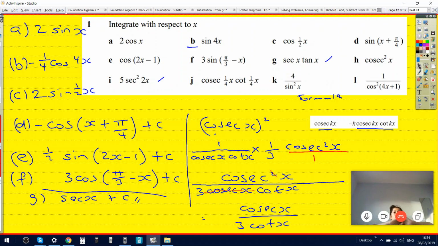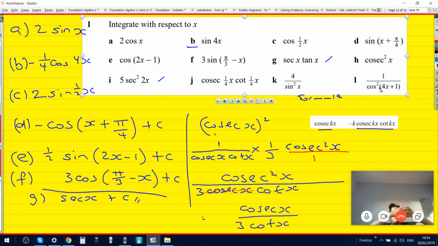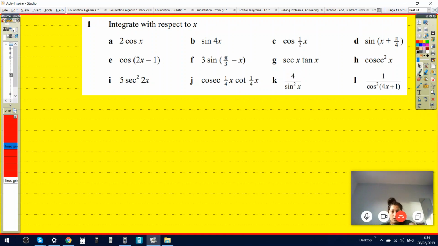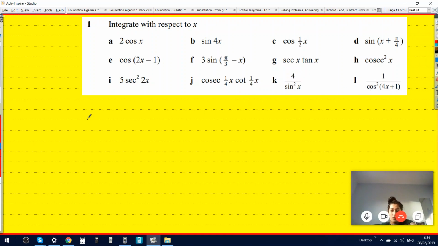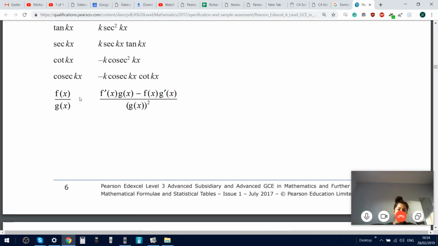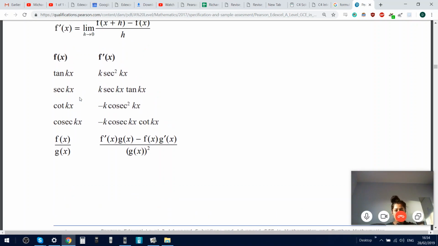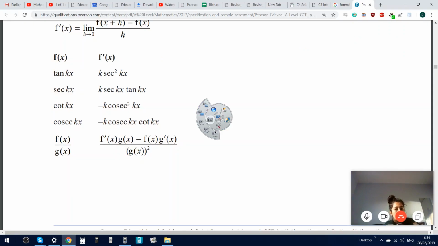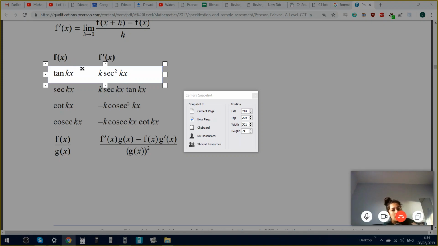Let us now do I. Cosec quarter x cot quarter x gives you 1/4 cos. What was the rule? Hold on. Are you doing I? Oh, I. 5 sec squared 2x. What was the rule? What am I looking up? Sec squared. So there's sec kx. Hold on. No. It goes to k sec squared kx, which goes to tan kx. That one.